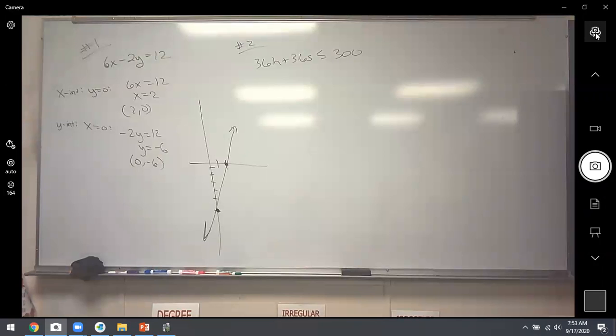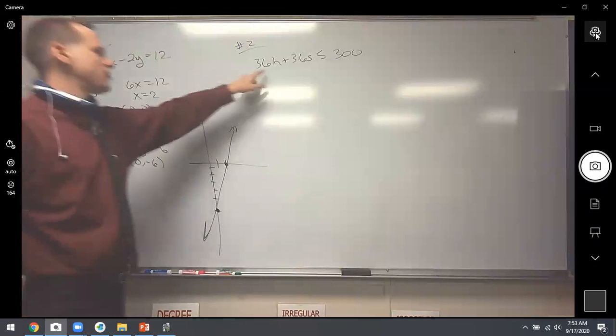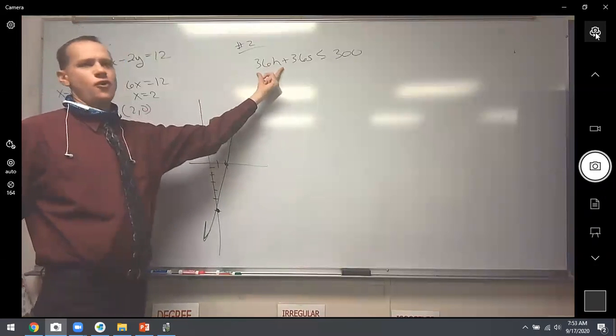Moving on to number 2. During the winter, a horse requires about 36 liters of water. So every horse requires 36. If I have 1 horse, I'm going to need 1 36. If I have 2 horses, I'm going to need 2 36s, right? If I have H horses, then I'm going to need 36 times H.